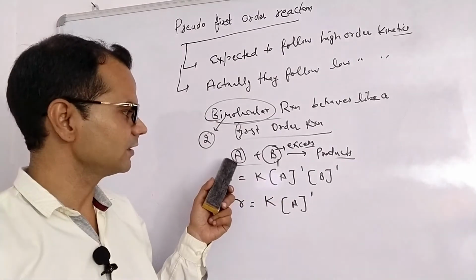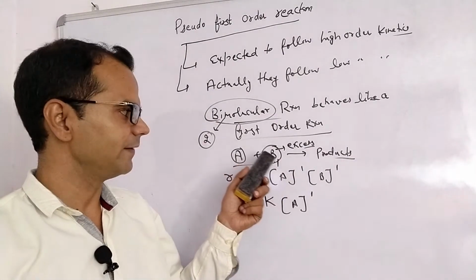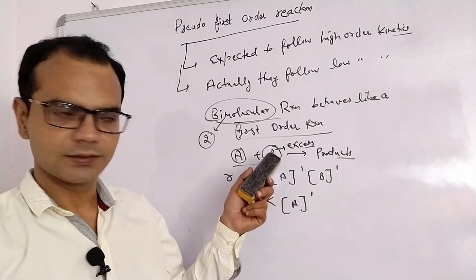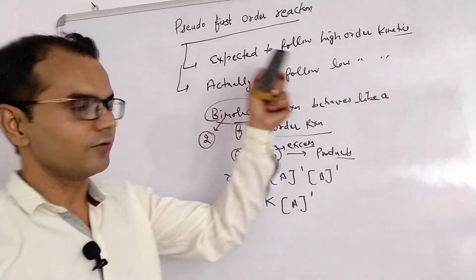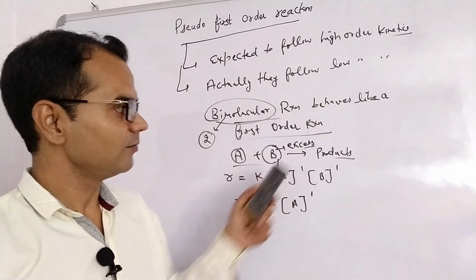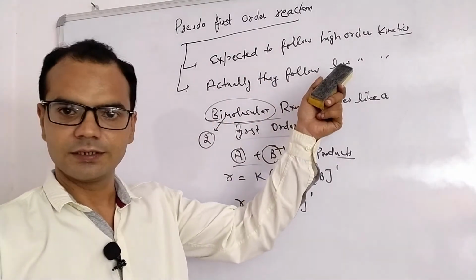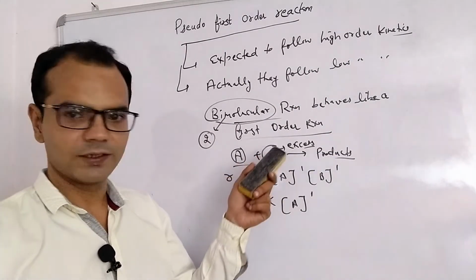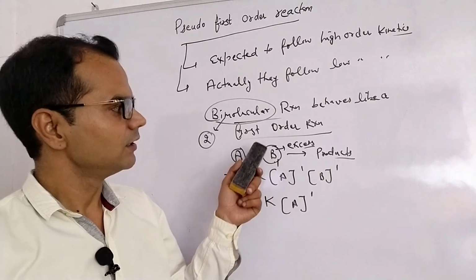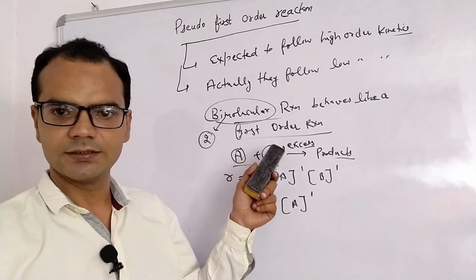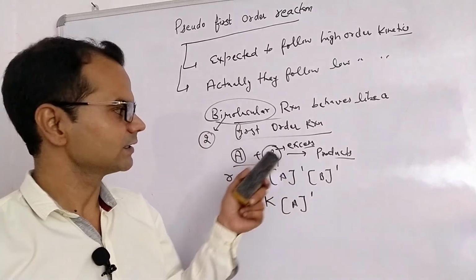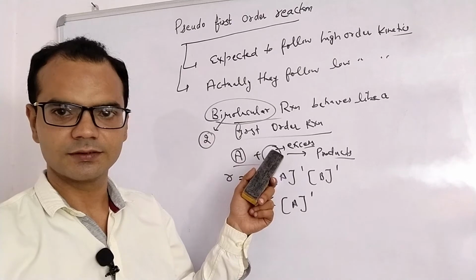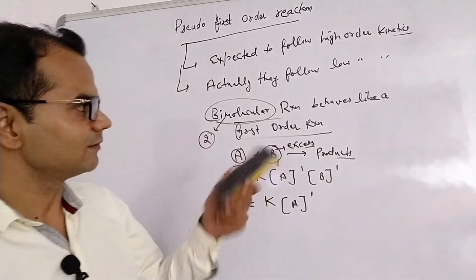And if A is taken in excess, then the rate will depend only on the concentration term B. Clear? They are expected to follow high order kinetics, but actually they behave as low order reactions. And it is possible only when one of the reactants is present in excess. With respect to that reactant, the rate will not depend on it. Clear? What are the examples? Examples are very easy.